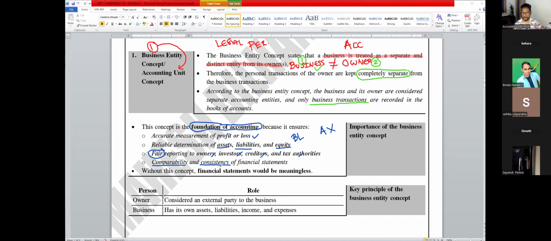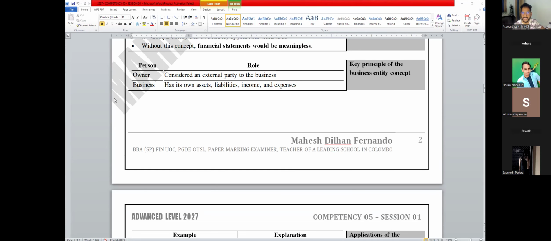Okay, good. Without this concept, if we collect all the information of the owners and the business, financial statements would be meaningless. Why? It has both the owners' and the business's transactions. How can we measure the true profit or loss of the business? I think everyone is listening. I'm explaining something very, very useful and powerful. Okay, but let's move to the next one. That is the key principles of the business entity concept. Key principles. Right?